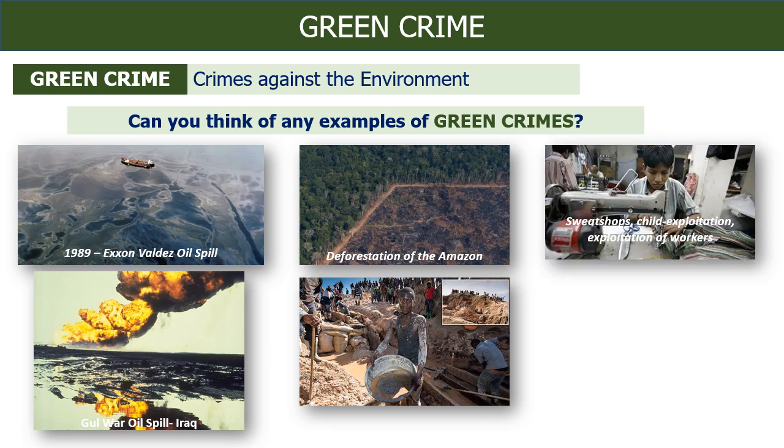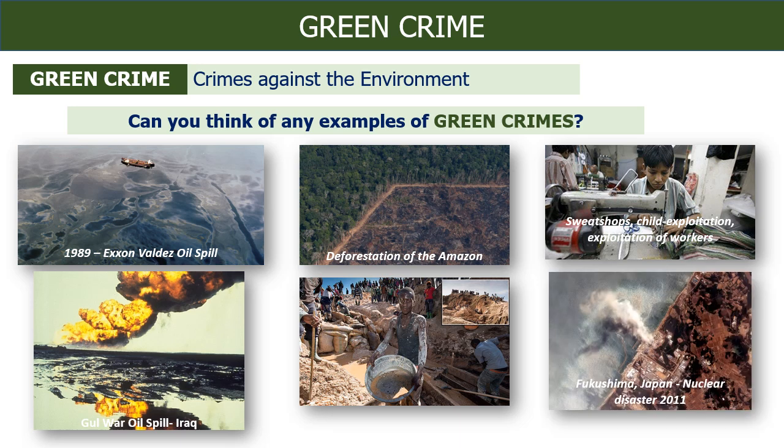You've got the sweatshops and child exploitation of workers. That obviously has a human cost, but also has an environmental cost in terms of not only what's being produced, but the manufacturing process itself, which can often contaminate and pollute waters and the air in the environments around it. And then, of course, you've got nuclear disasters. Okay, the biggest, most recent example would be the Fukushima nuclear disaster in 2011 in Japan.